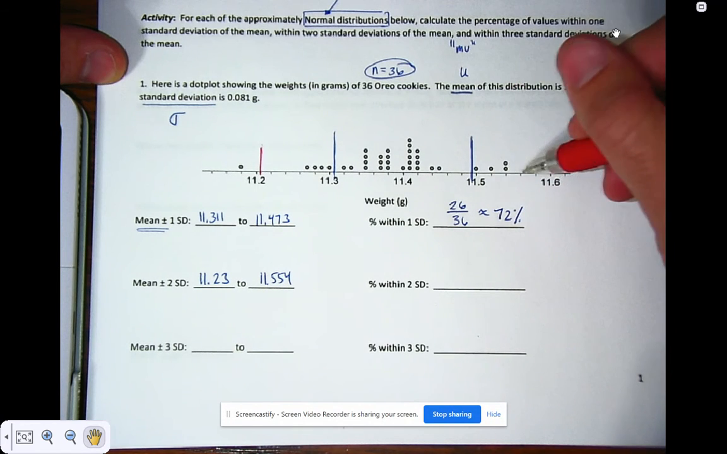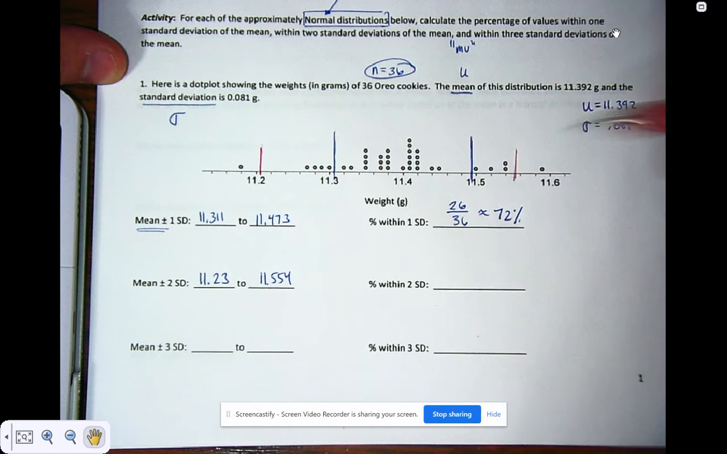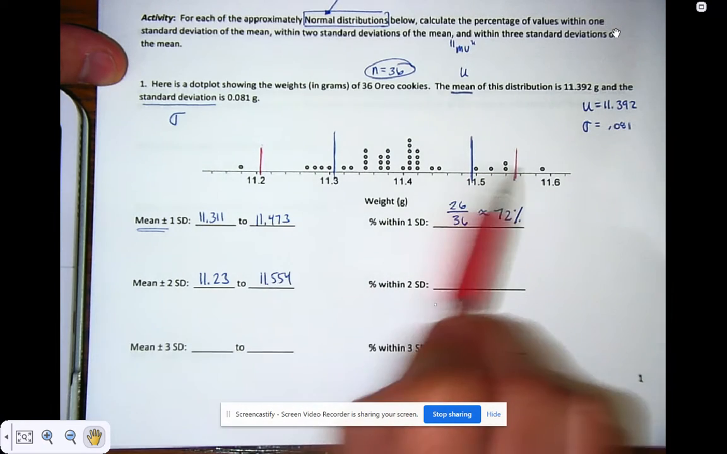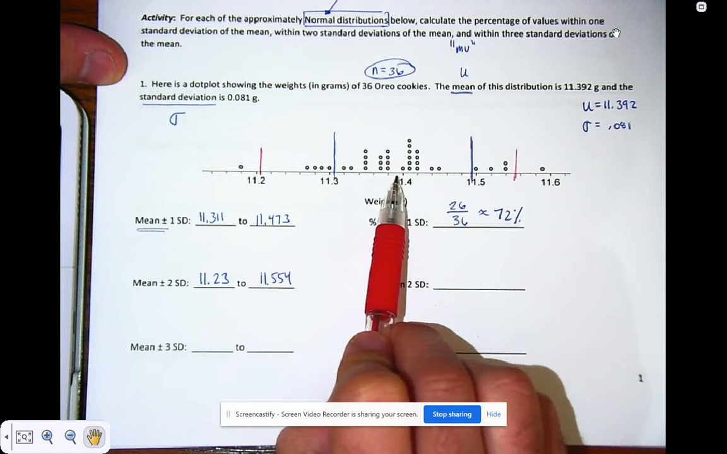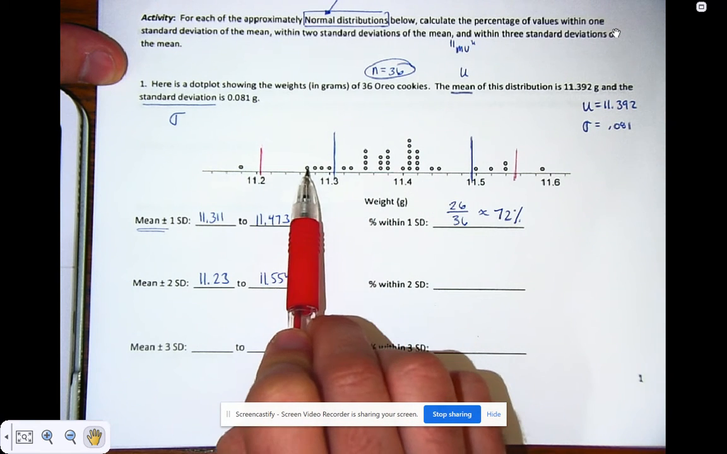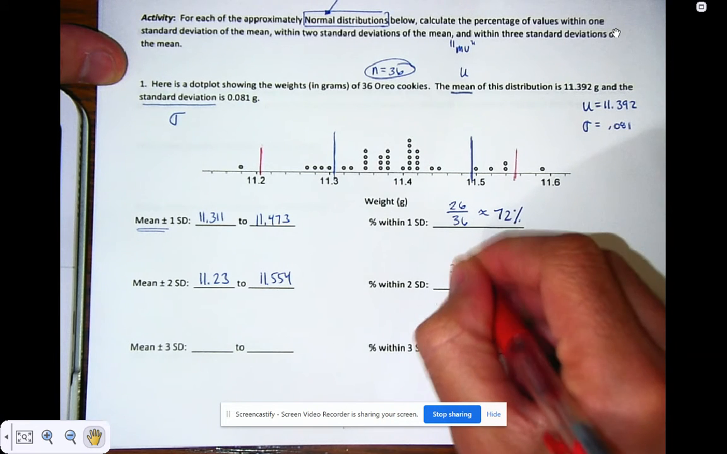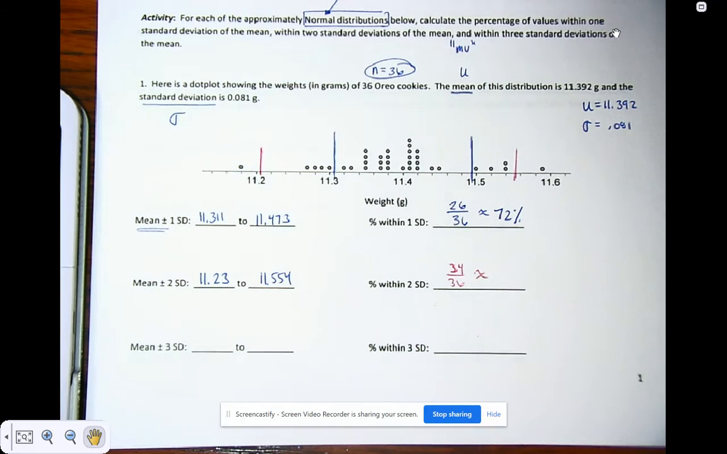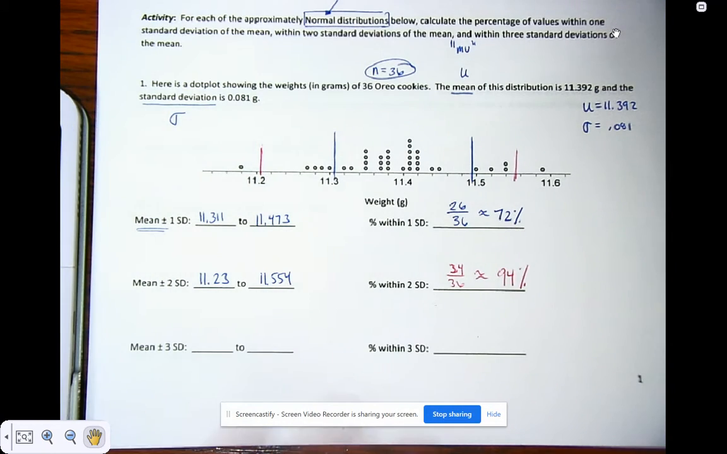So 1, 2, 3, 4, 5. So 2.5. So somewhere right around here. Okay. And so how do we calculate the percentage within 2 standard deviations of the average? Well, we know that these dots were 26. So let's just add the other ones: 27, 28, 29, 30, 31, 32, 33, 34. So 34 out of 36 is approximately 94% of the data.